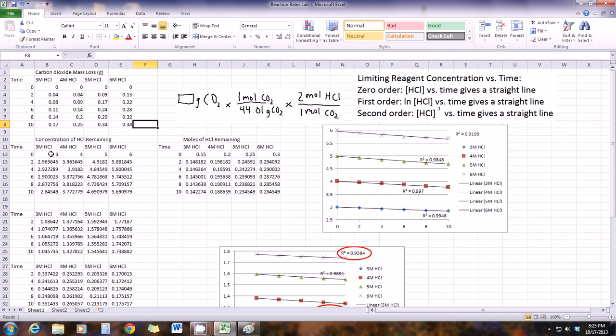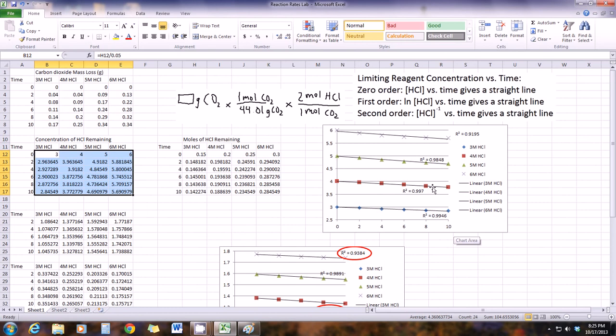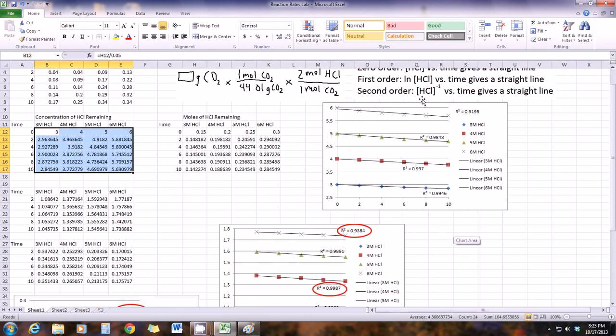So in the first graph right here, all I did was graph the concentration as a function of time. So I took these numbers, I explained to you how I got those numbers, and graphed them: 0, 2, 4, 6, 8, 10 times. Okay. And then I did each one of the graphs. I did the natural log of the hydrochloric acid concentration. This is the natural log down here.